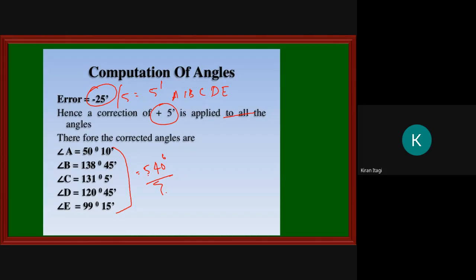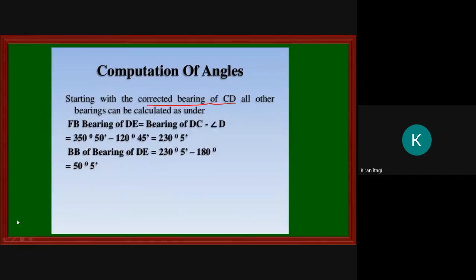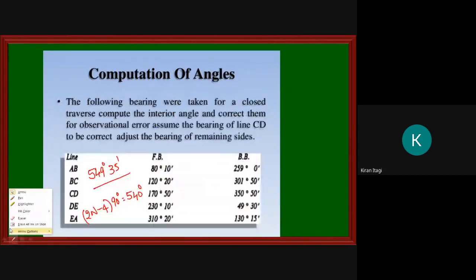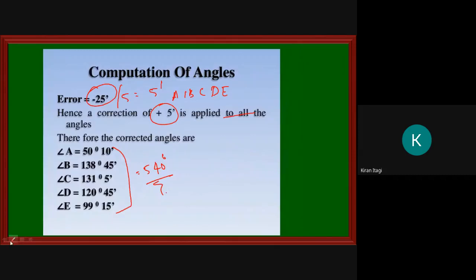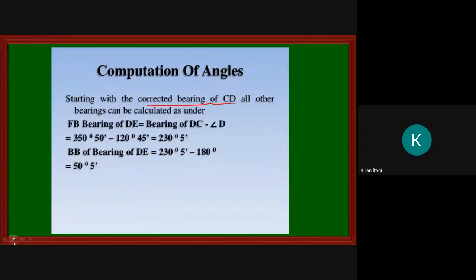Therefore, the corrected angles are these, and the sum equals 540 degrees. Then what should you do? You should correct the forward bearing and back bearing. Now, in the question he has said that, I will go back to the question, assume the bearing of line CD is to be correct. The bearing of CD he has given is correct. So what you do? Starting with the corrected bearing of CD, all the bearings can be calculated. With the help of CD, we will calculate the remaining bearing lines.